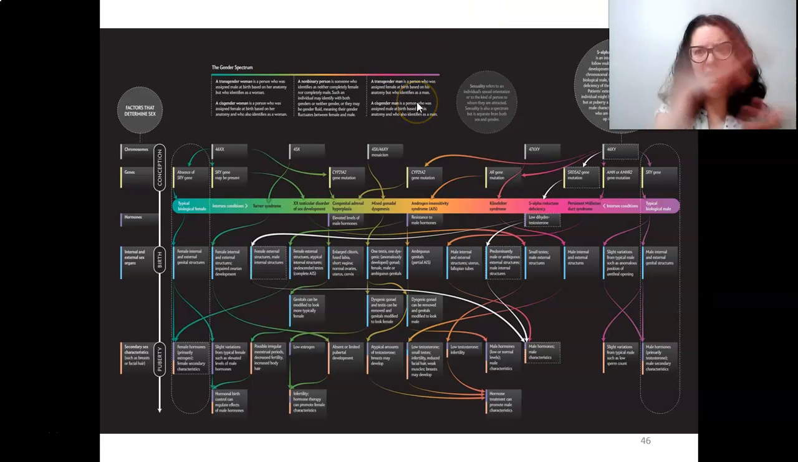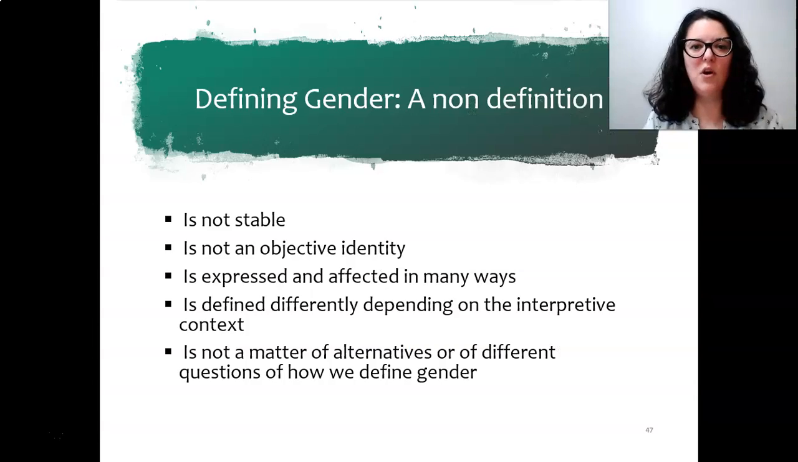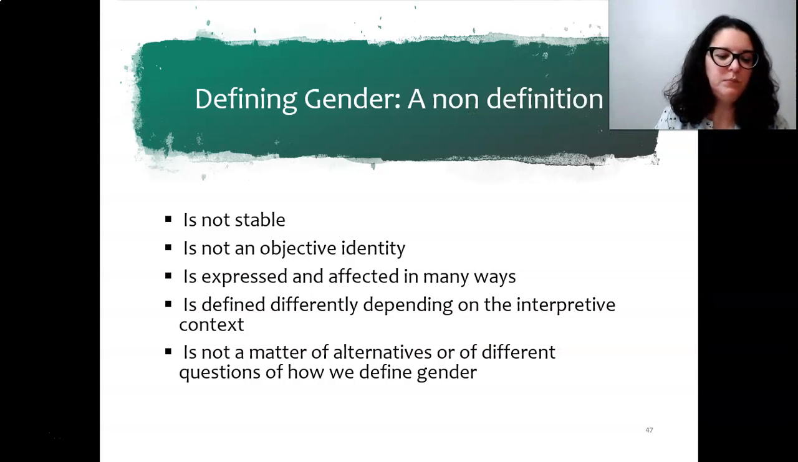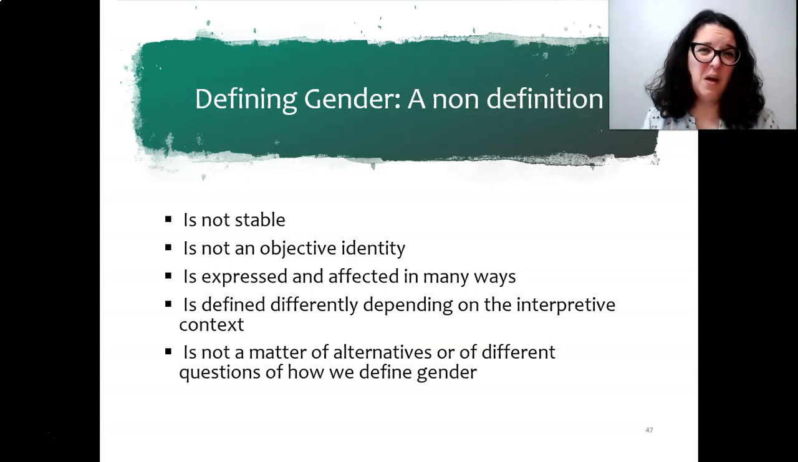And then we can apply gender and sexuality on top of that, and you can see why things get very complicated very quickly. So the other way I like to approach gender is through what I call my non-definition: that gender is not something that is stable. It changes over time, and we're going to look at that explicitly in this course. It's one of our major concepts.